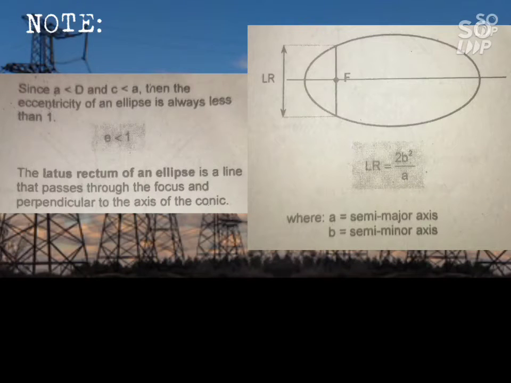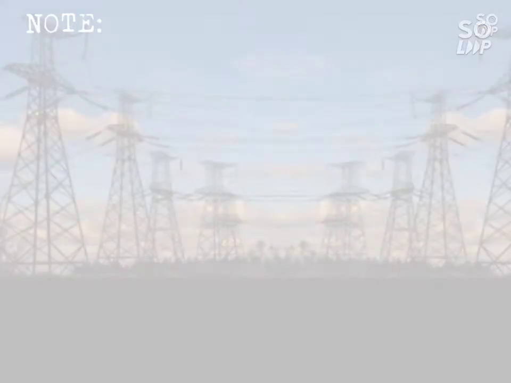Since c is less than a, the eccentricity of an ellipse is always less than 1. The latus rectum of an ellipse is the line that passes through the focus and is perpendicular to the axis of the conic, where the equation is LR equals 2b squared over a, where a is the semi-major axis and b is the semi-minor axis.